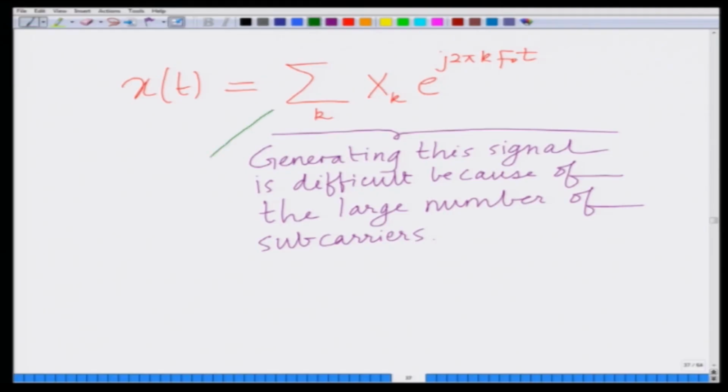Therefore, it is difficult to first have such a large number of oscillators, and further it is even more challenging to have a precise subcarrier spacing with these large number of oscillators, large number of carriers in a physical system. So, how do we overcome this problem of a large number of subcarriers?